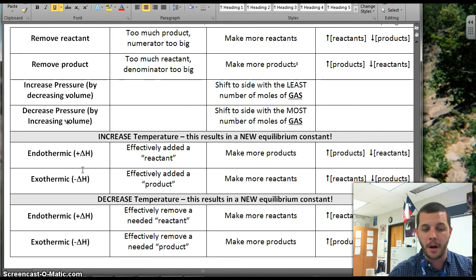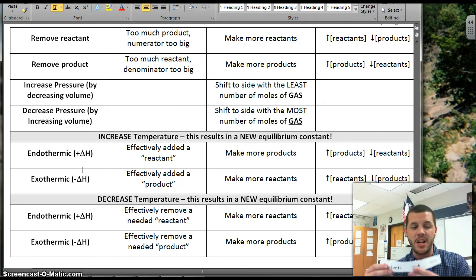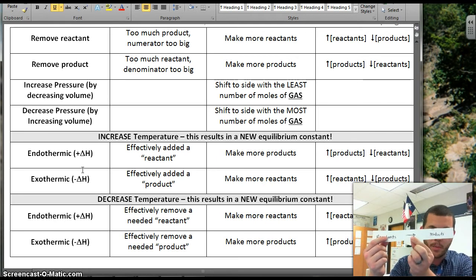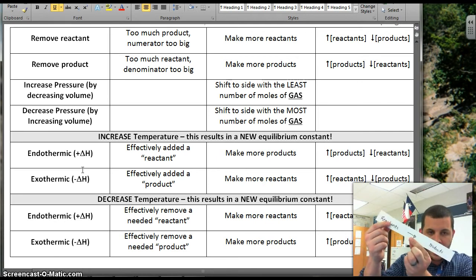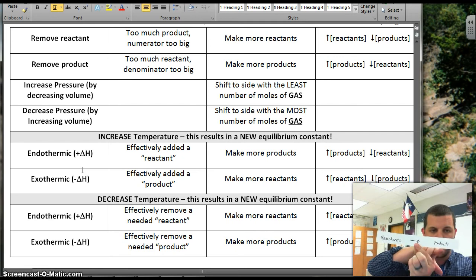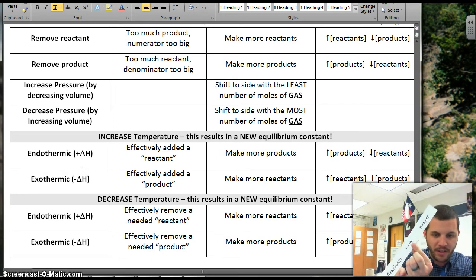What if you increase the temperature? If it's an endothermic reaction, you know that heat is a reactant. So if you heat up an endothermic reaction, you're adding a reactant, so you're going to shift to make more products. In an exothermic reaction, if you increase the temperature, you're adding more products because heat is a product, and then you have to shift to make more reactants.